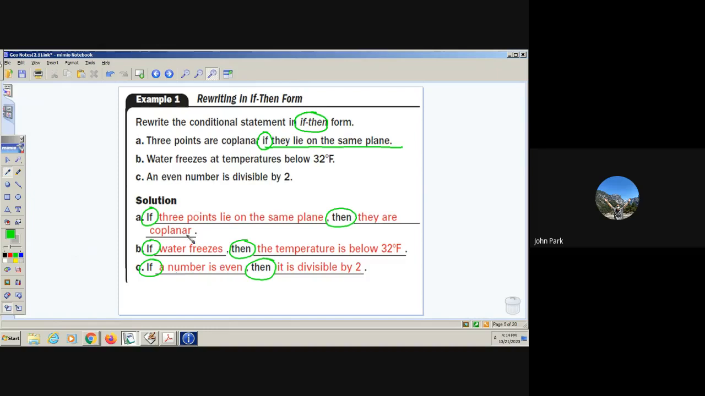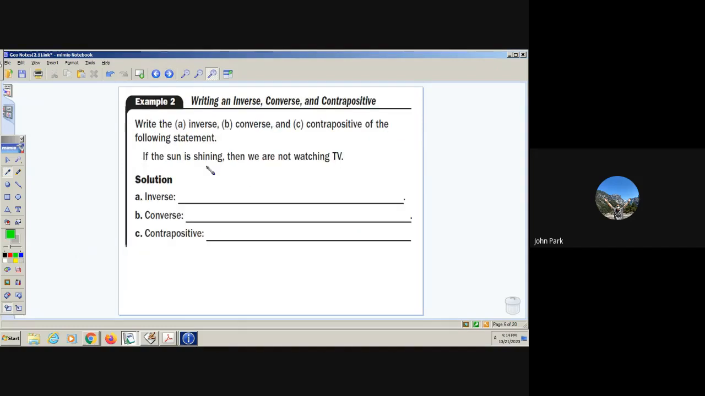So the first part, the if part, is the hypothesis. The then part, obviously, is the conclusion. All right. So you should be able to rewrite any sentence into a conditional statement. All you need to do is use if, then. All right. So then we could also switch the sentences into inverse, converse, and contrapositive.